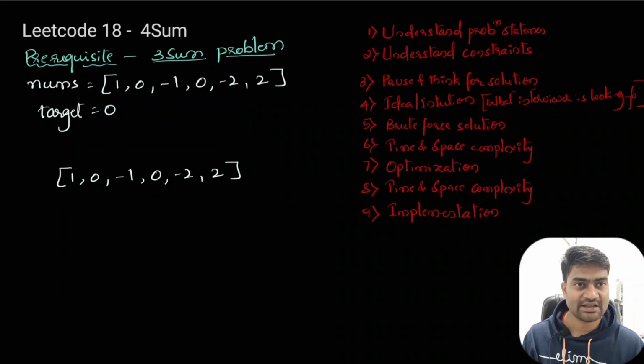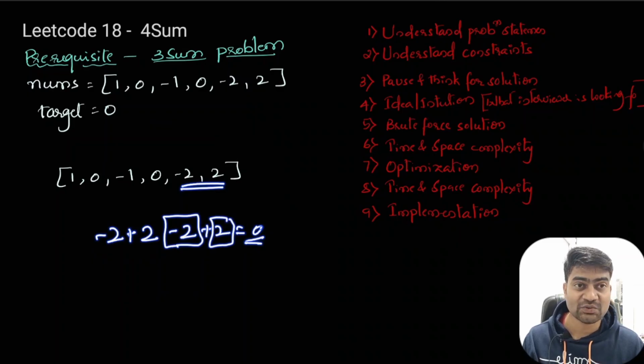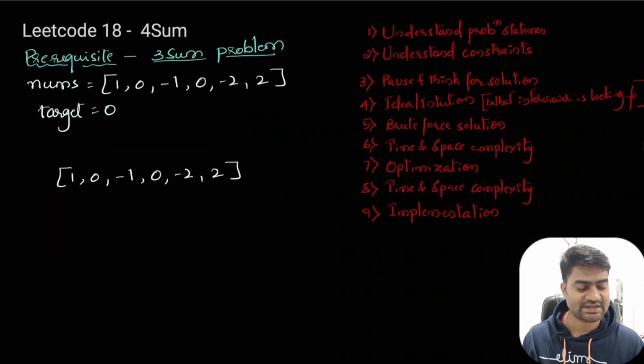So this is one of the constraints, and also you should not consider a number multiple times. You can consider one number only once in the quadruplet, because if you see minus 2 plus 2, again, if I consider minus 2 plus 2, it will give us target 0. But the thing is, I am using minus 2 and plus 2 twice here. So this should not be the case. So with this, we have also seen the constraints.